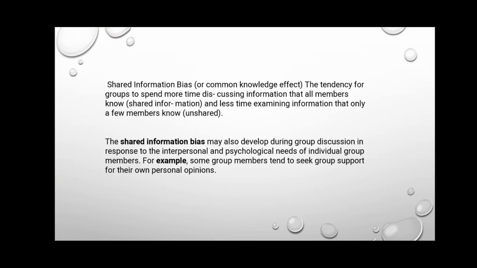So shared information bias, or common knowledge effect, is the tendency for groups to spend more time discussing information that all members know, shared information, and less time examining information that only a few members know, or unshared. The shared information bias may also develop during group discussion in response to the interpersonal and psychological needs of individual group members. For example, some group members tend to seek group support for their own personal opinions.